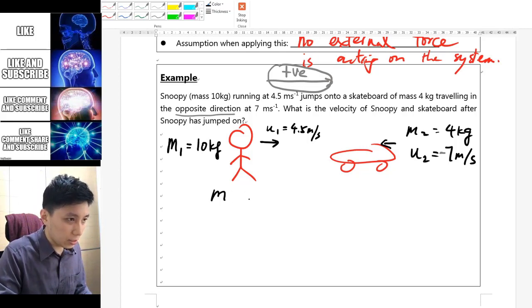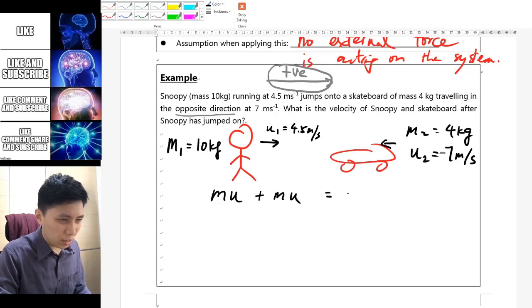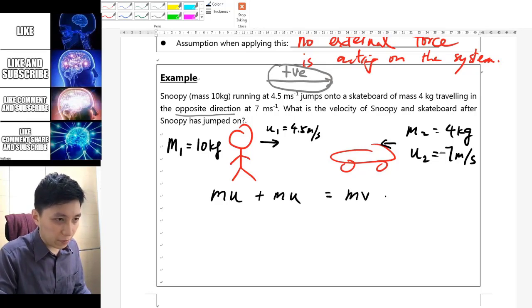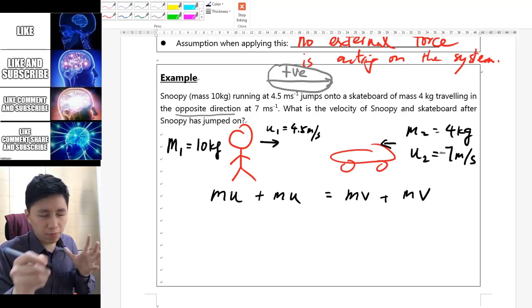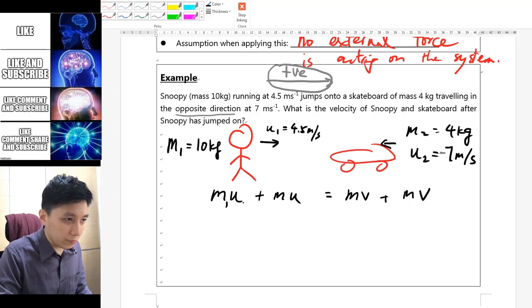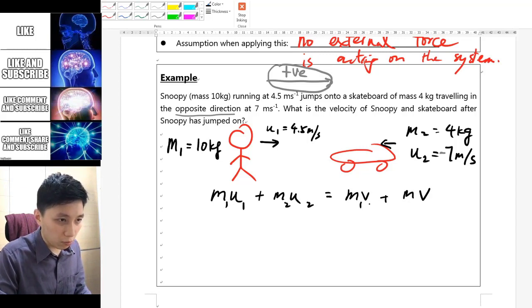So the equation, once again, you need to memorize it. That is m1u1 plus m2u2 equals m1v1 plus m2v2. I'll put the numbers in later on. And I recommend writing it this way because you won't be mixing it up. Here will be 1, here will be 2, here will be 1 again, and 2.